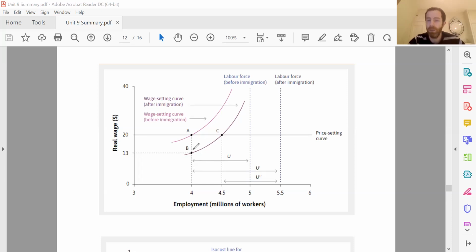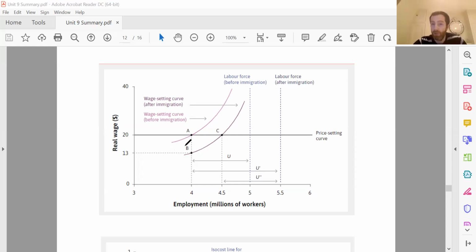Well, now that there is a higher level of unemployment, and workers know there's this higher level of unemployment, that is going to cause the wage setting curve to shift downwards, because now at every level of employment or unemployment, workers know they face more competition. And so they are going to accept lower wages to take a job and put effort in. And so the whole wage setting curve shifts downwards. But at the moment, we still have 4 million people employed. And so now we're at point B, right?